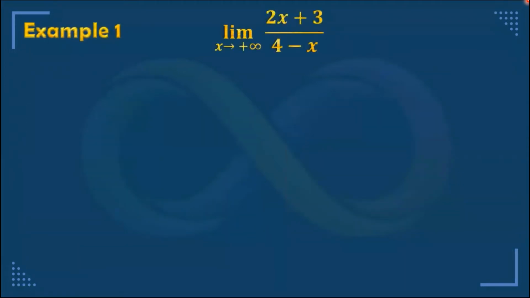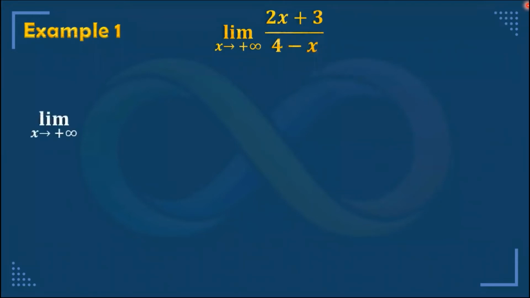Let's have example number 1. Limit of the function 2x plus 3 all over 4 minus x as x approaches positive infinity. To solve for the limit, we will be dividing both the numerator and the denominator of the function by the term in the denominator with the highest degree. The degree of the denominator is 1. Therefore, our divisor is x.